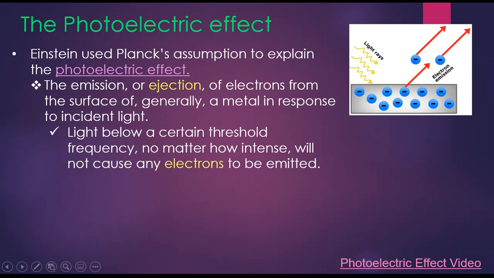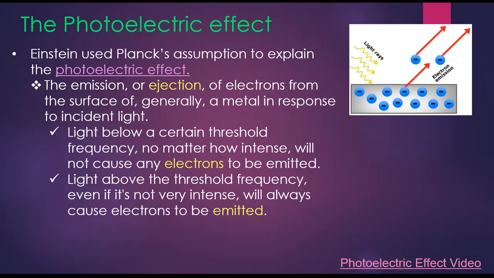Now these were the interesting observations: light below a certain threshold frequency, meaning a certain wavelength, because the frequency and the wavelengths are inversely related, no matter how intense it was, did not cause the electrons to be emitted. So lower energy, longer wavelengths didn't eject the electrons. However, light above the threshold frequency, with shorter wavelengths and higher energy, even if it wasn't very intense, the electrons were ejected from the metal surface.